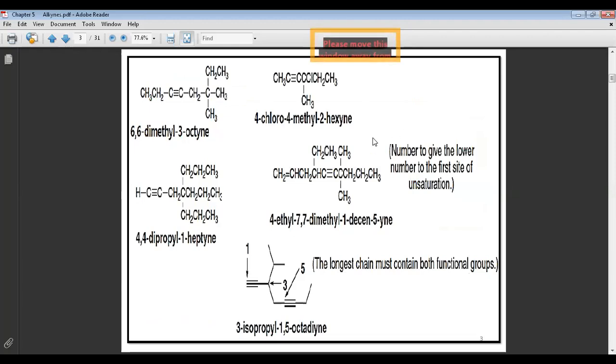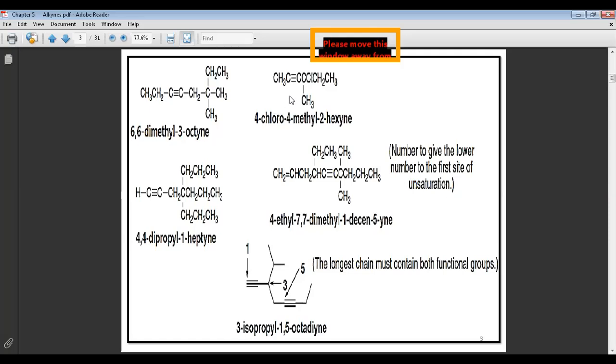Look at this example. You can also read 6, 6, whereas if you count 1, 2, 3, it will be like this: 1, 2, 3, 4, 5, 6, 7, 8. On carbon number 6 we have 2 methyl groups, meaning 6, 6, identical groups. Dimethyl octane. Where is the triple bond? Counting 1, 2, it starts from carbon 3, meaning 3-octyne.